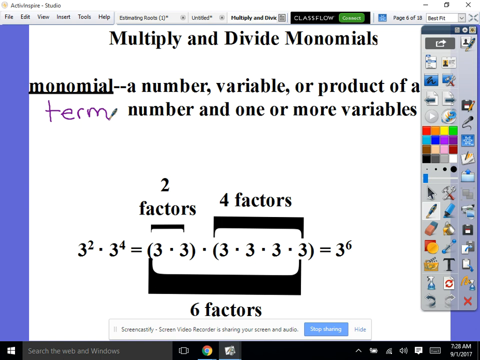All right, so knowing what we know about exponents, 3 squared is the same thing as 3 times 3. And 3 to the 4th is the same thing as 3 times 3 times 3 times 3. Now, when we multiply those together, we actually have 3 to the 1, 2, 3, 4, 5, 6th power. So we actually have 6 factors, 2 factors times 4 factors. Note they both have the same base of 3.